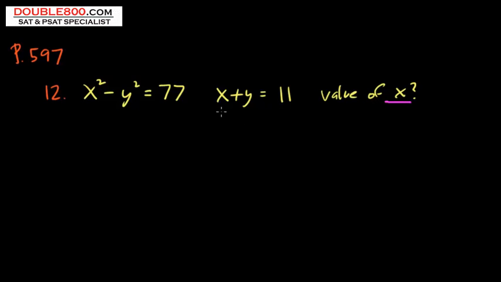the value of x. And I think the mistake a lot of students make is, we have two variables, and I think some students would just start with the second equation and isolate x, so x equals 11 minus y, and then substitute that in. And then for x, square the quantity minus y squared. It takes a long time.